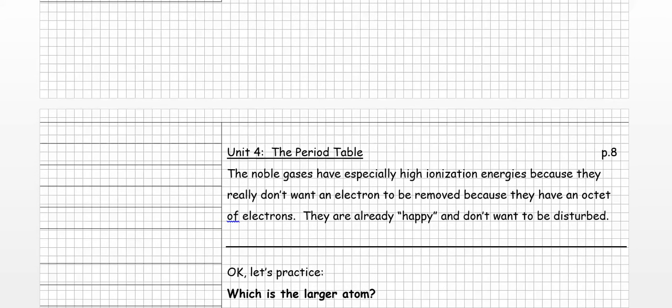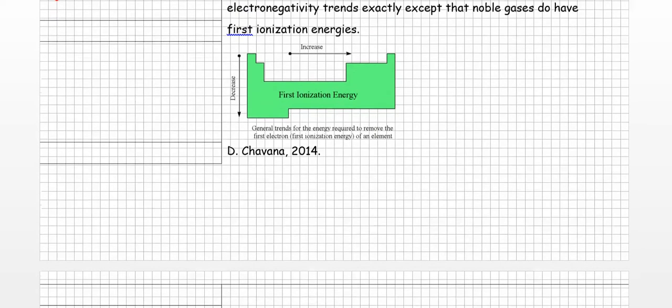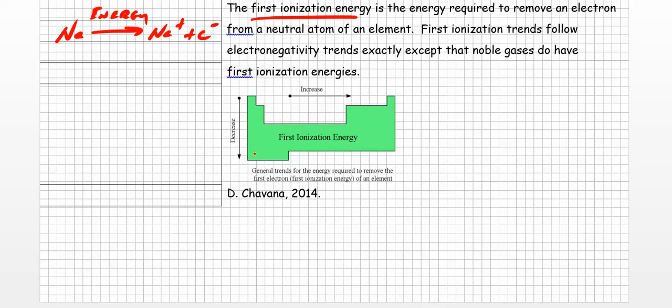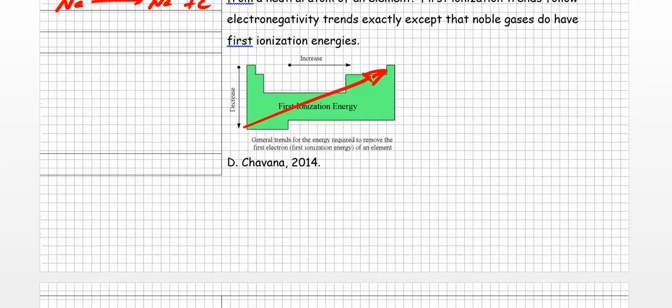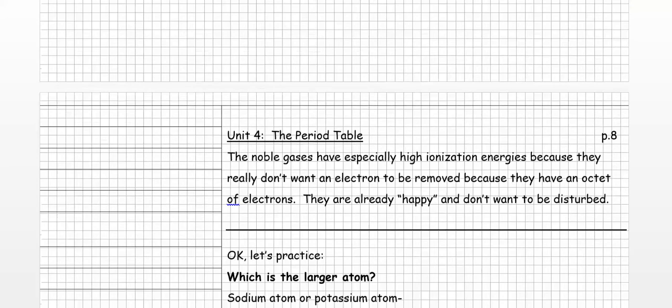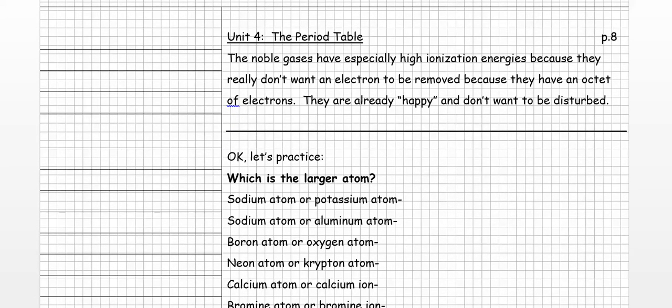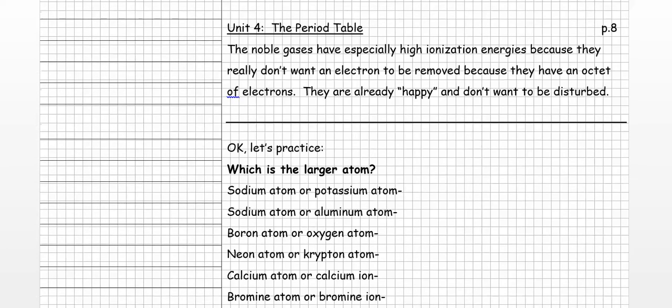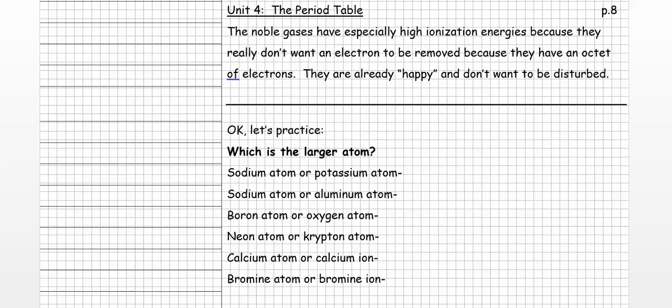Let me go back and just diagram that one more time. So remember, the first ionization energy trend is going to be up and to the right, including the noble gases. Now, the noble gases have especially high ionization energies. Why? Well, because they have an octet of electrons. They really don't want an electron to be removed. They're going to resist it vigorously. They have an octet of electrons and they are already happy. They don't want to be disturbed.